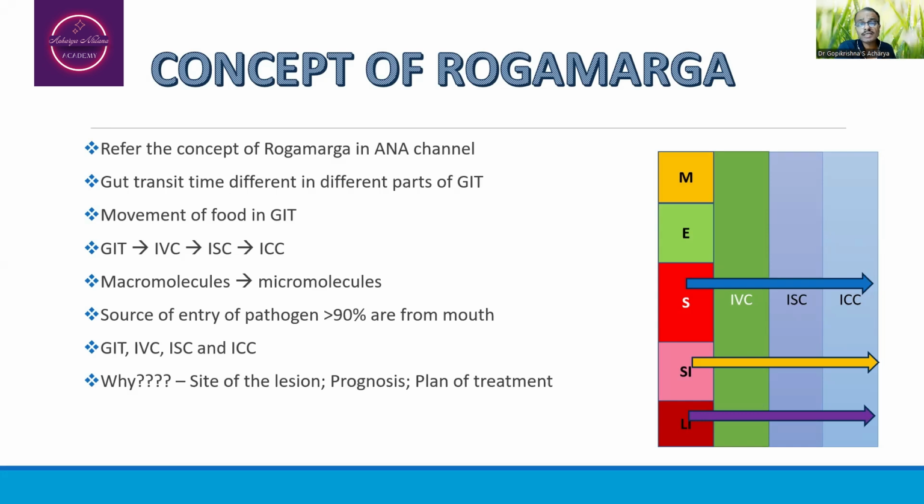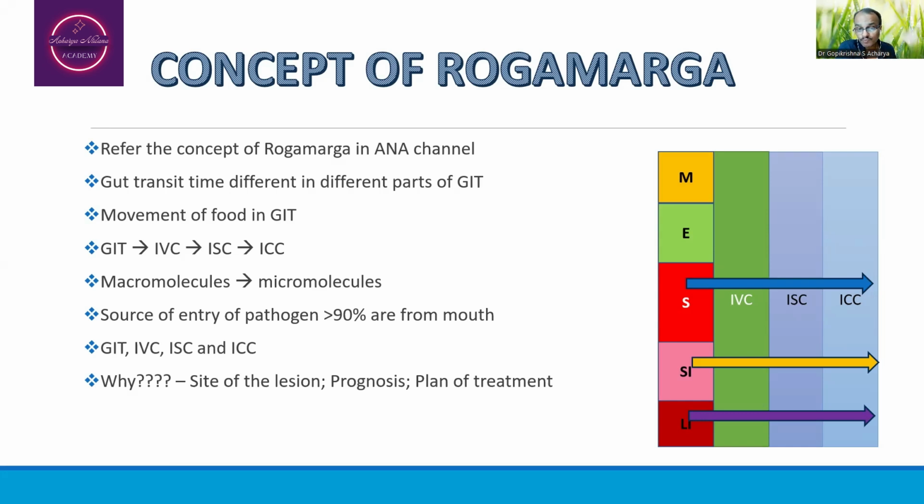As we have discussed, gut transit time will be different in different parts of the alimentary canal or gastrointestinal tract. In the mouth, it may be a few minutes, for the swallowing of the food, etc. In the esophagus, gut transit time is in seconds. In the stomach it is 2 hours. In the small intestine it is around 6 hours. In the large intestine it is 24 to 48 hours.